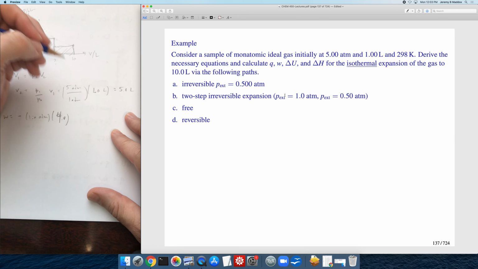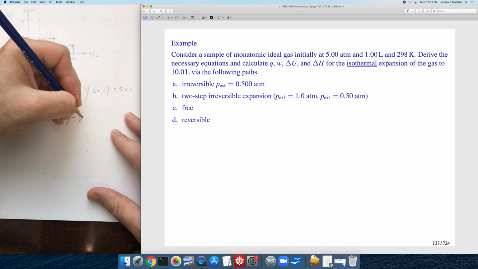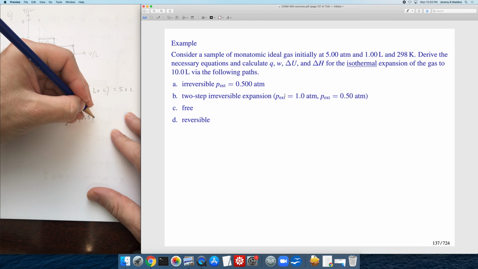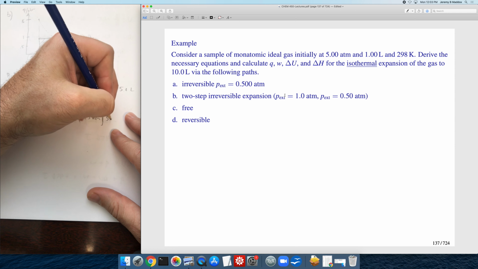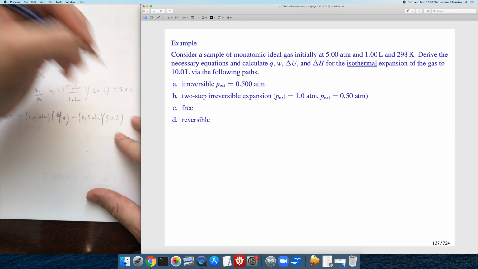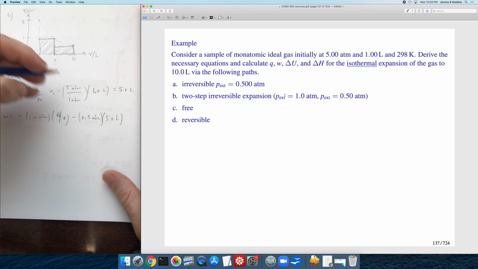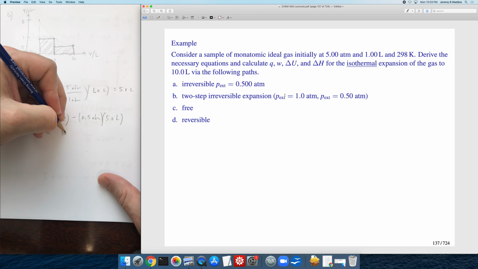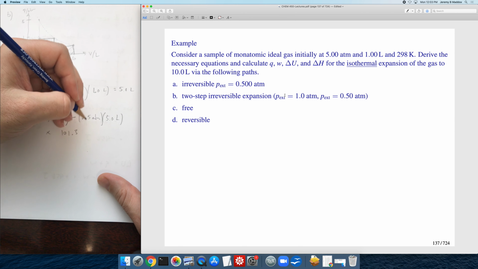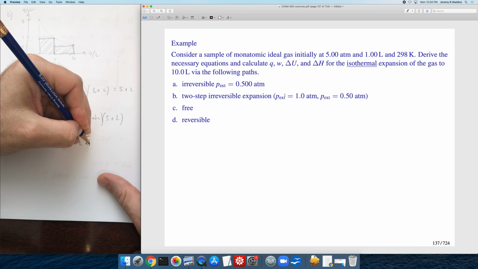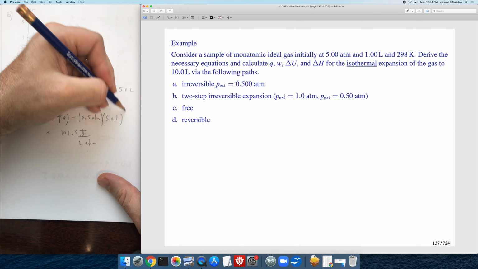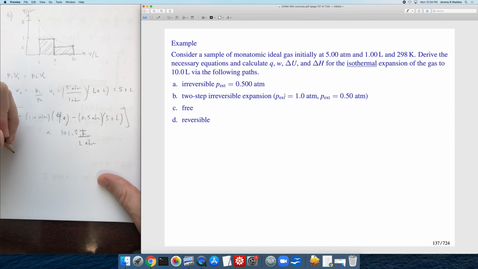And then I'm going to be adding to that a work term for the second expansion where it's 0.5 ATMs for the external pressure. And then we're going from 5 liters to 10 liters. So there it's a difference of 5. And then we're going to be multiplying that whole thing by 101.3 joules per liter ATM. That's the conversion factor that we need.